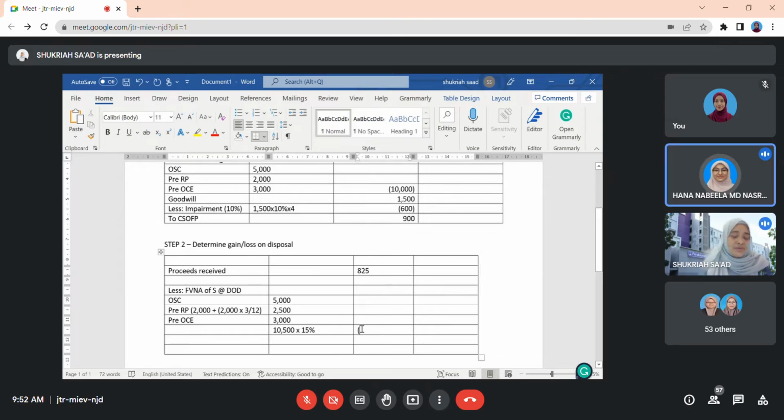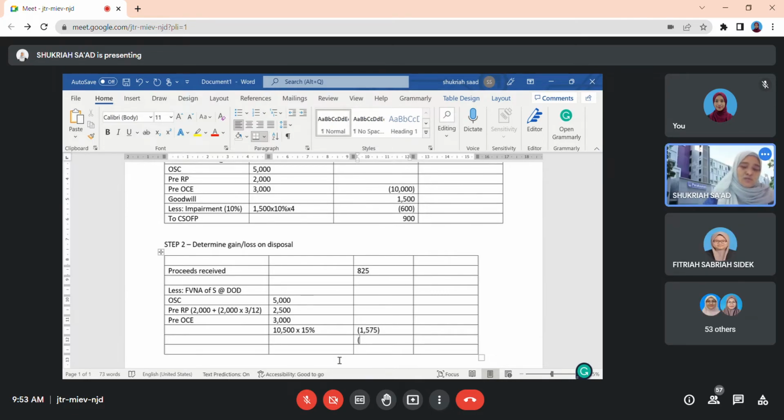10,000 plus 1? 5,700. 575. Okay. Proceed, 825 minus 1,575, we get a negative figure, right? Negative figure, so negative 750. So this one, if negative, will be loss on disposal. If positive, will be gain.